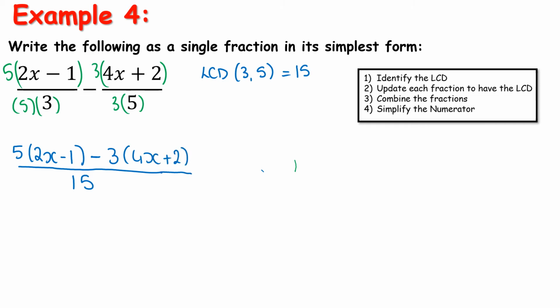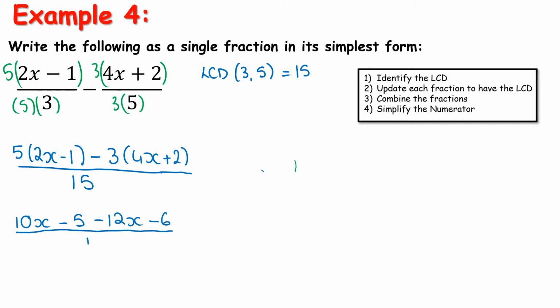So what will happen in a lot of cases, if you multiply and then combine, is that what I'll see is students will only make the 4x or the 12x negative. That minus has to affect the 4x and the 2, both pieces of the numerator of the second fraction. So by combining it before doing any multiplication or cleanup, it will make sure that you do it correctly. So we have 10x minus 5 minus 12x minus 6.